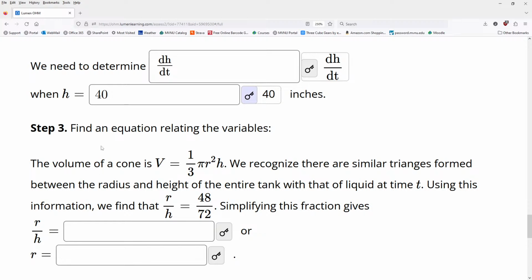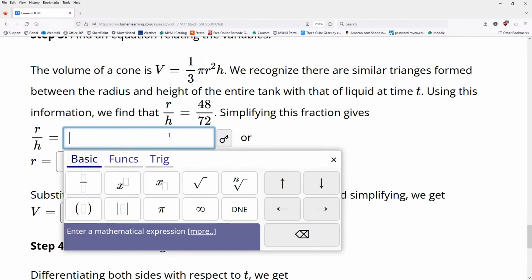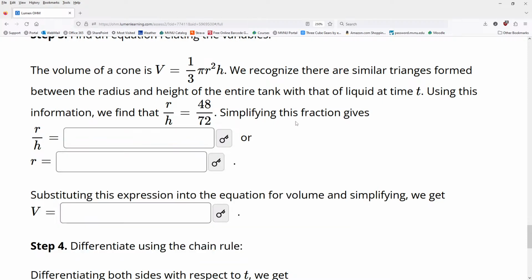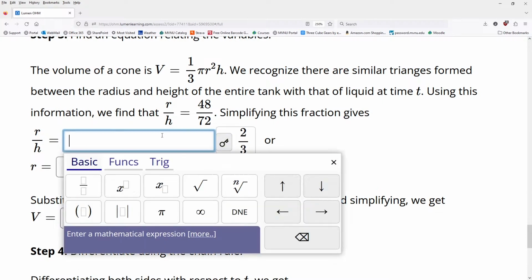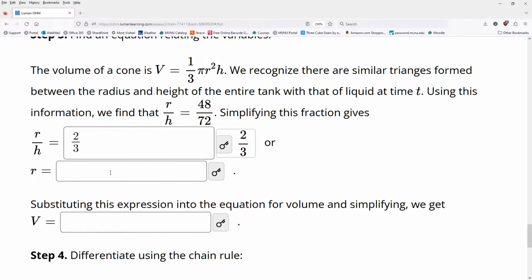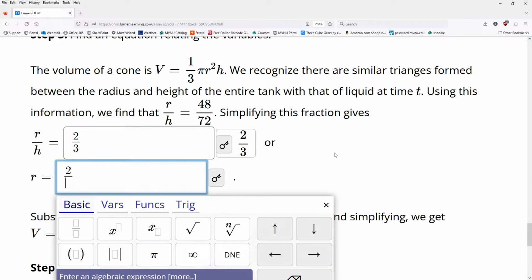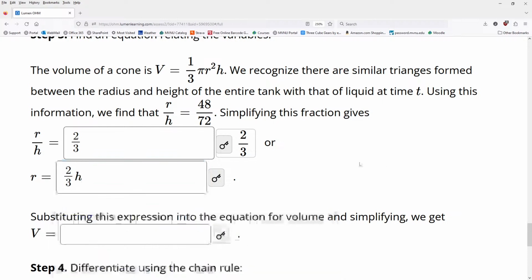Okay, so going on, step 3, the volume of the cone. Simplifying this fraction, basically they just want you to simplify this. What is 48 over 72? It's divided by what? Oh, look, it's 2/3. I was too lazy to do it in my head, but you could have done that yourselves on a calculator, just figure out common factors. And then R is going to be 2/3 times H, of course. You're just solving for R. I'm just double checking. There it is.